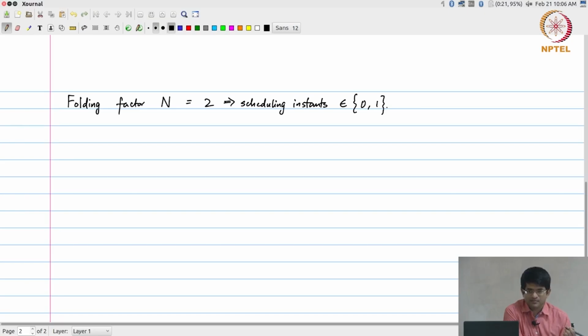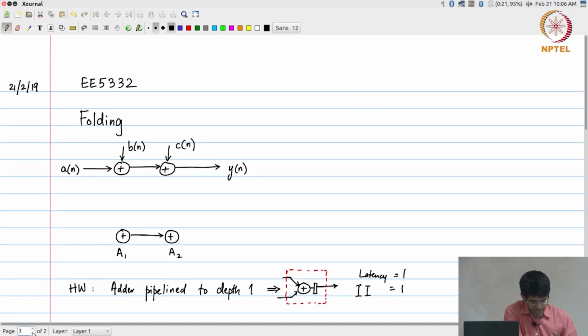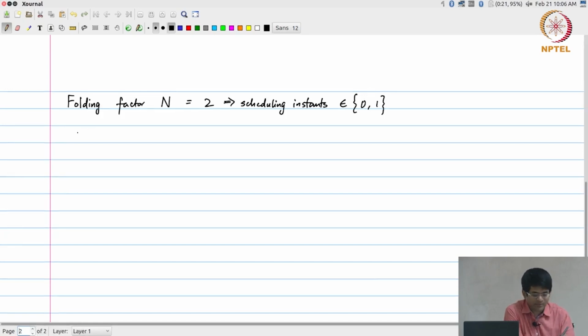Okay. And also, as we discussed yesterday, from just observing this data flow graph, we can pretty much see that A2 has to happen after A1, and in fact one cycle after A1. From that, what we can see is the only possible choices, only valid choices are that T of A1 is equal to 0 and T of A2 is equal to 1, where T of a node is the time instant at which it is scheduled.